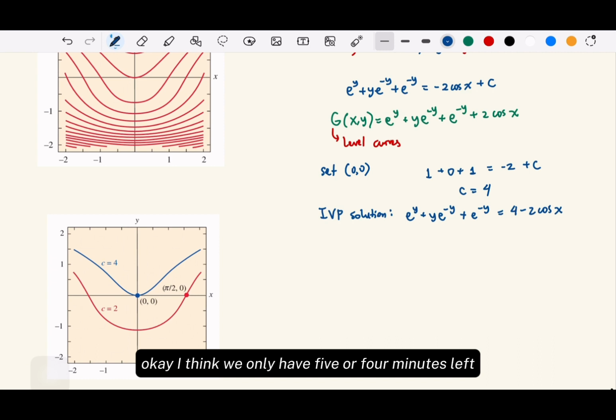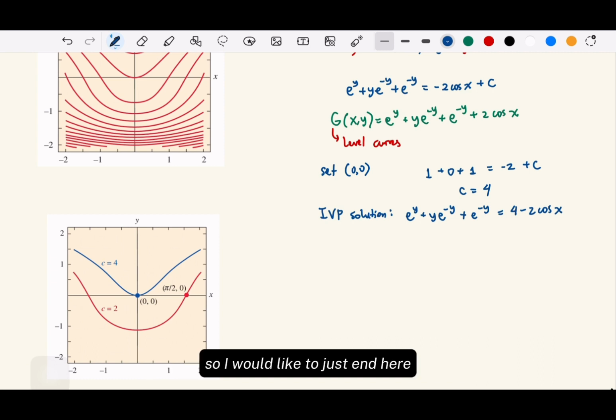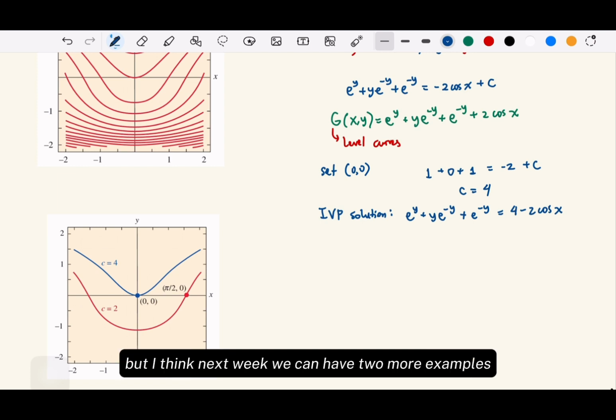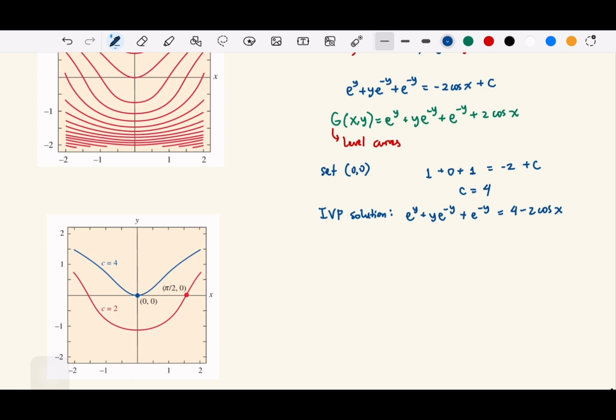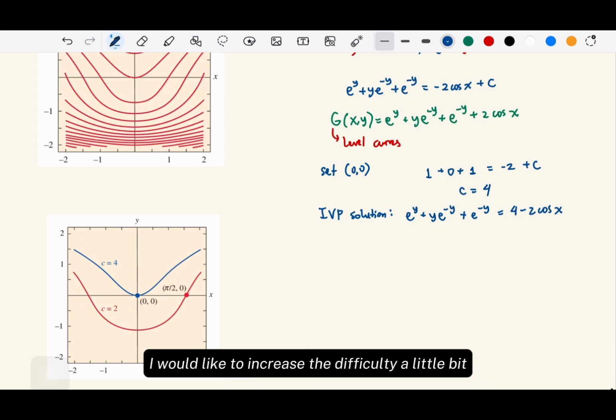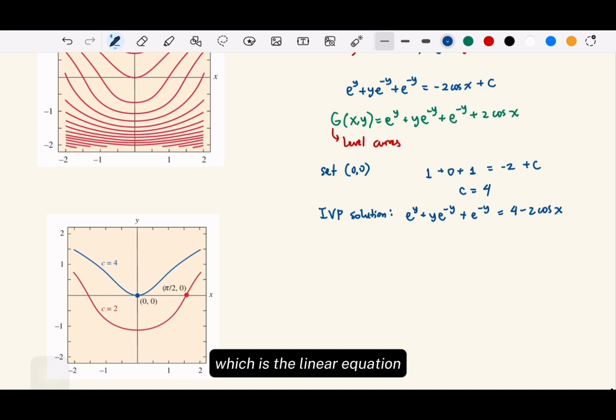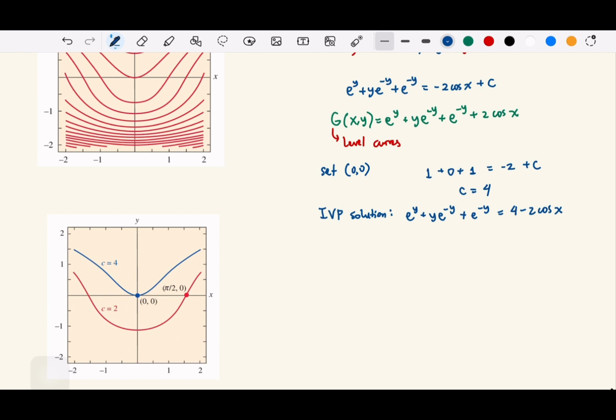Okay, I think we only have 5 or 4 minutes left, so I would like to just end here. I haven't give you more exercise, but I think next week we can have 2 more examples. I would like to maybe increase the difficulty a little bit so you could have more idea how to solve this. And we can move to the next method, which is the linear equation. Okay? Linear equation in differential equation.